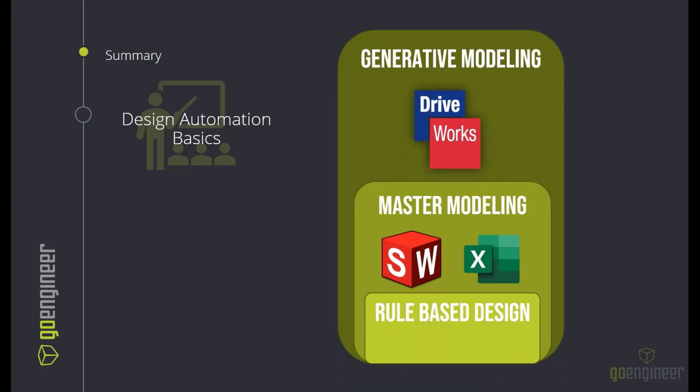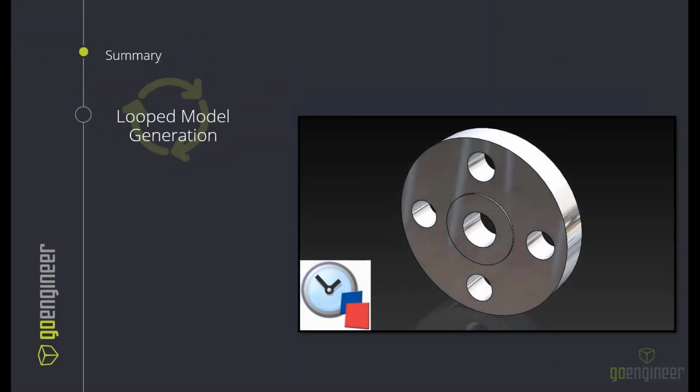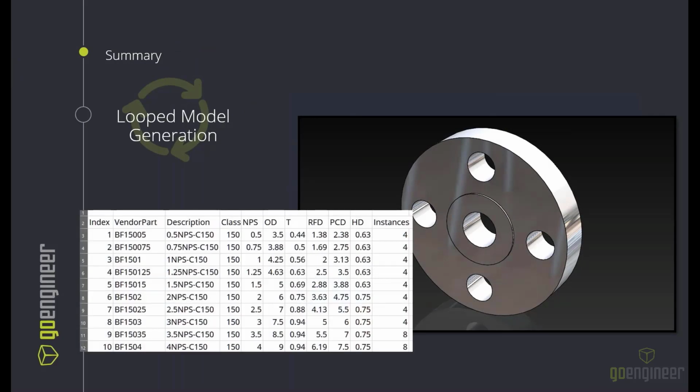So just keep in mind that DriveWorks is the only option that allows us to generatively model those. Whereas if you're just master modeling and you're not having performance issues, it's very possible that SolidWorks and Excel might work okay. But for those other solutions like looped model generation, we can rely on DriveWorks Pro and AutoPilot to generate this table of data and release those as parts, as opposed to just configurations, which is where SolidWorks limitations had lied.